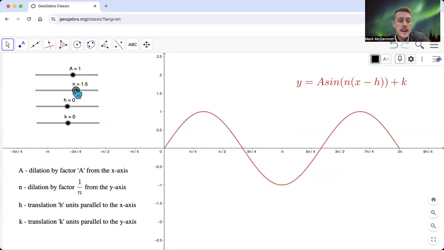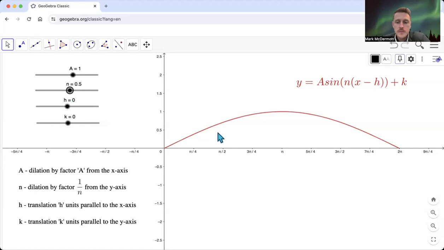If we made n 0.5, you can see that would sort of stretch it out. So this would be a dilation by a factor of 1 divided by 1/2, which would be a dilation by a factor of 2 from the y-axis. So it'd make everything 2 times larger.